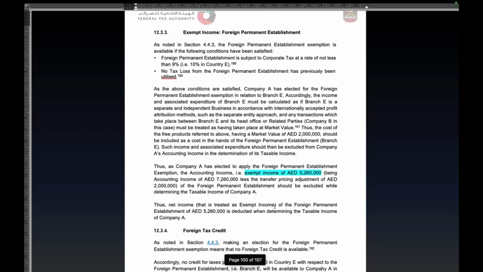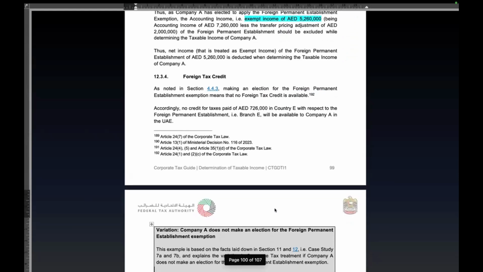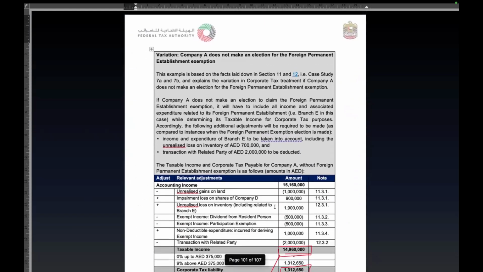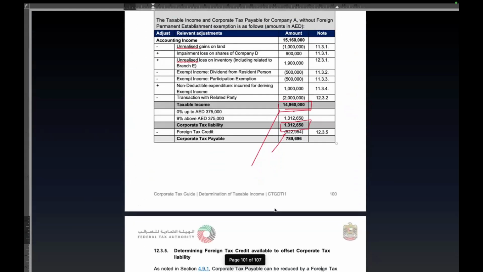So foreign taxable income 5260 divided by total taxable income. Total taxable income is 46960. So 5260 divided by 14960 total taxable income, multiplied by the total tax payable. Total tax payable is how much? This is the total tax payable, 1312650.